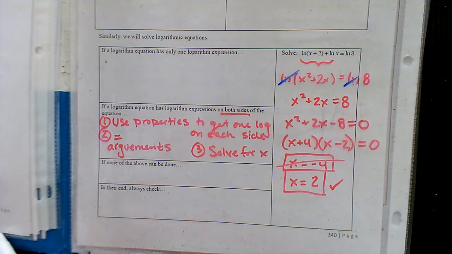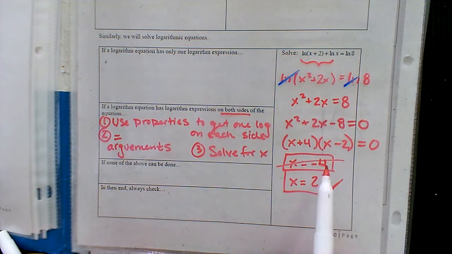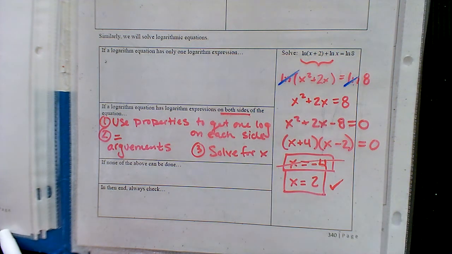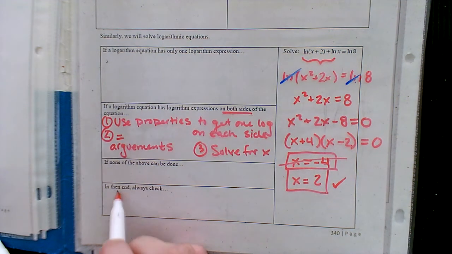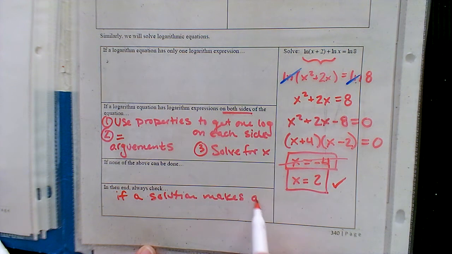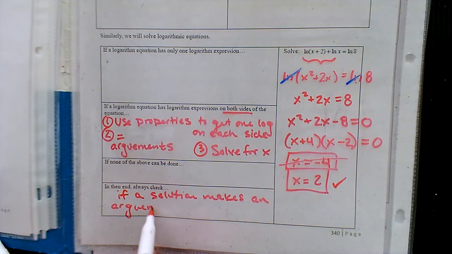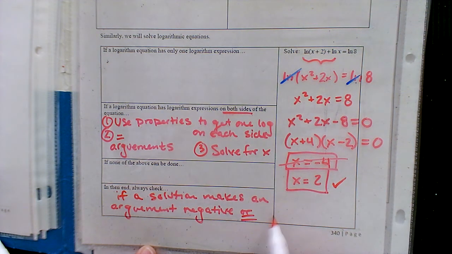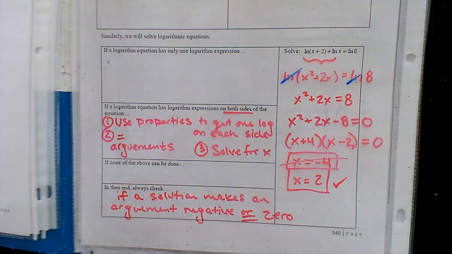0. Good. Okay, so we got to double check it. I don't care that this x value was -4. It can be negative. I care if it makes the argument negative. Okay, there's a difference there. So in the end, we always got to check if a solution makes an argument negative or 0. We definitely got to check our work for these log equations because we have this restriction. So basically, we're just looking for values that would make the arguments be positive.